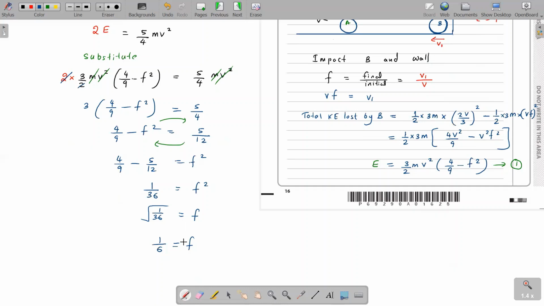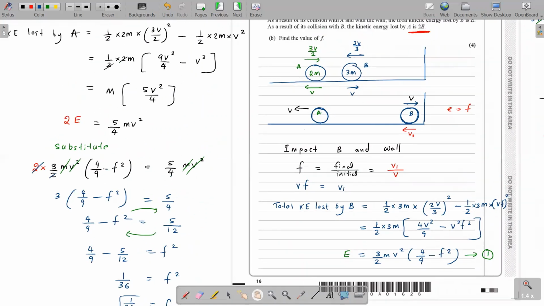Don't use plus or minus here because it's obvious that you are turning back here, right? And it's restitution, by the way. f is the value of the coefficient of restitution, which is definitely positive. e values are between 0 and 1. Okay?